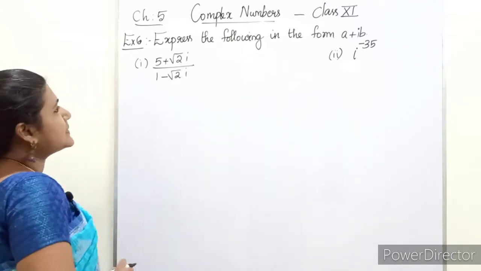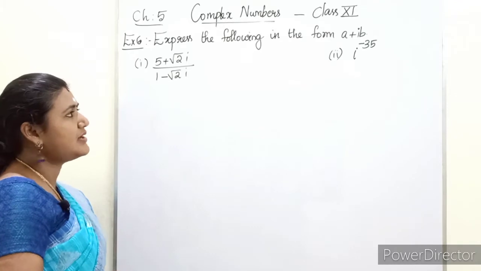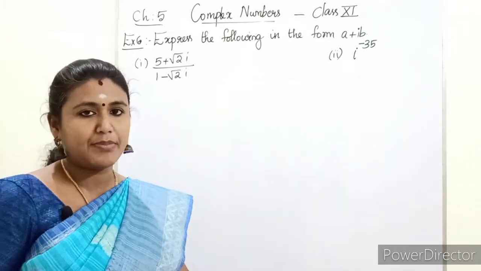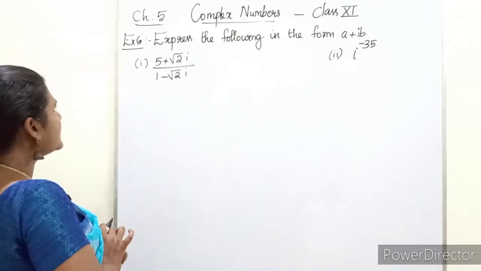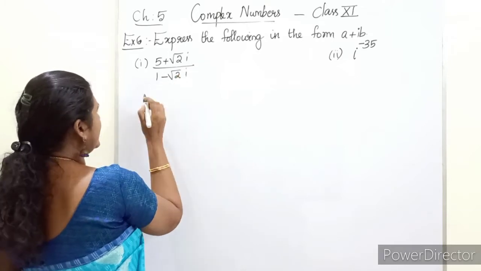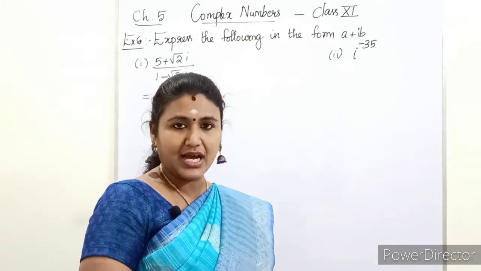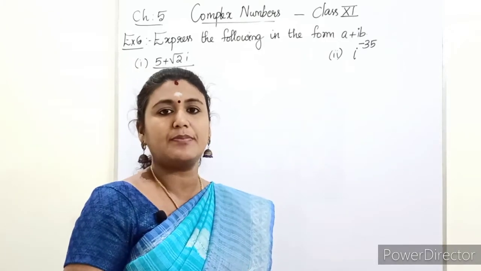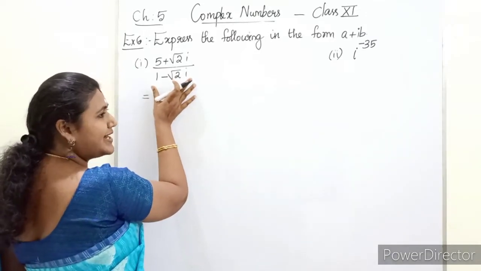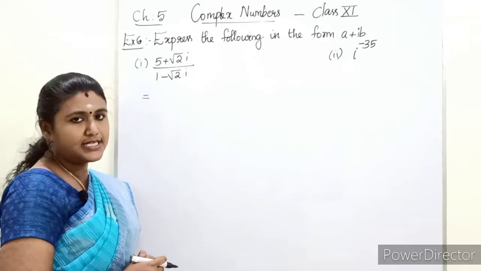Example 6. Express the following in the form a plus ib. So there are two questions. We have to simplify the question and it should be expressed in the form a plus ib. So the first question is 5 plus root 2i divided by 1 minus root 2i. So division of two complex numbers. How will you perform division? I have already explained in the previous video. So what we have to do? We have to find the conjugate of the denominator complex number and multiply both numerator and denominator.